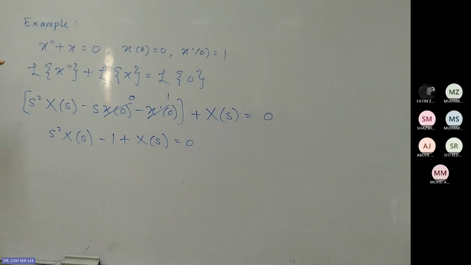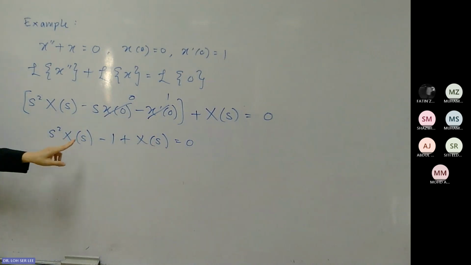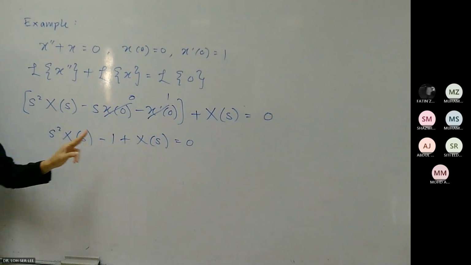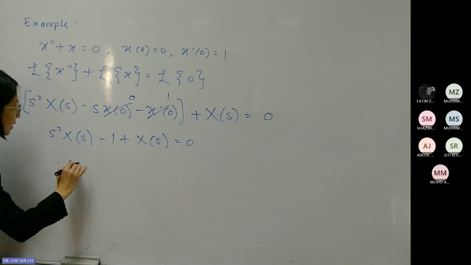Okay, after you substitute the initial values, you simplify and you get this. You can take the one out. On the left, we want x in s. So these two, you factorize the x in s. When you factorize, you get this.